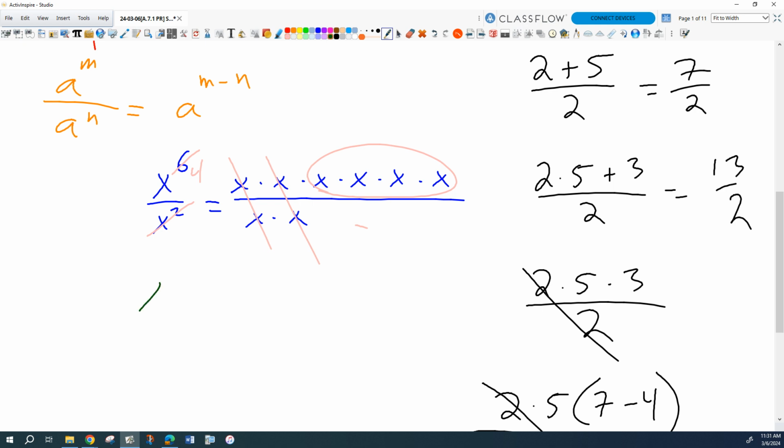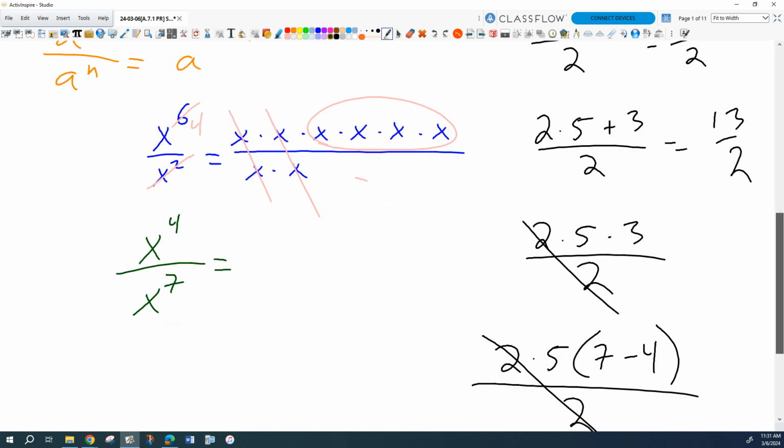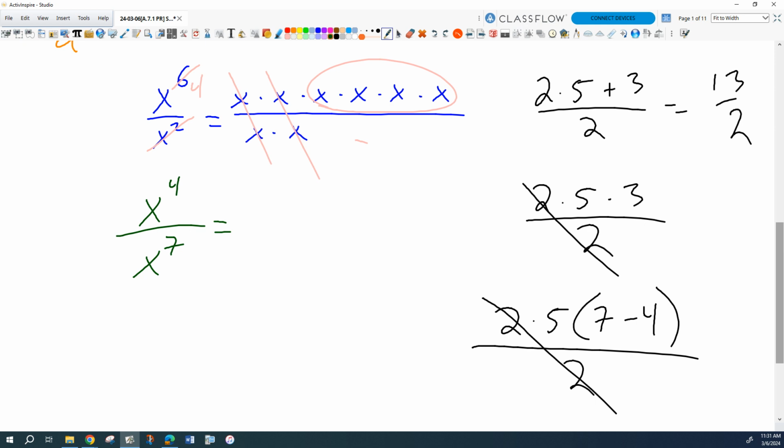What if I had something like this? What if I had X to the 4th over x to the 7? Now what happens? It's negative, so you have to put it on the bottom. Okay, it's negative, so I put it on the bottom, or I could just think about it as canceling.